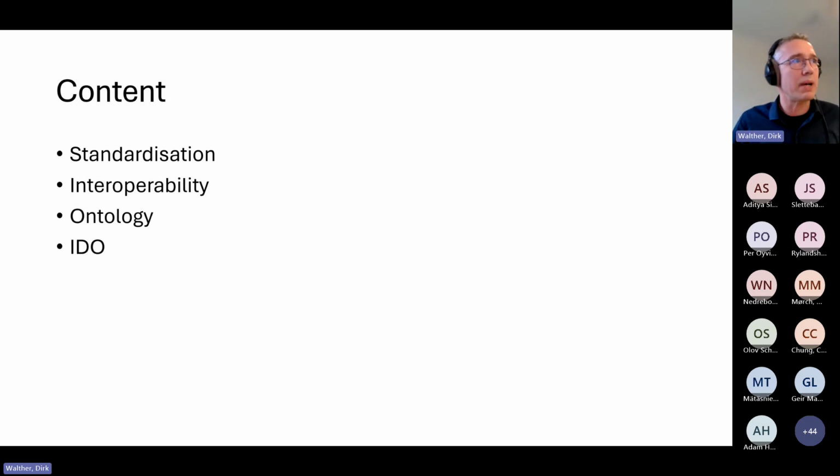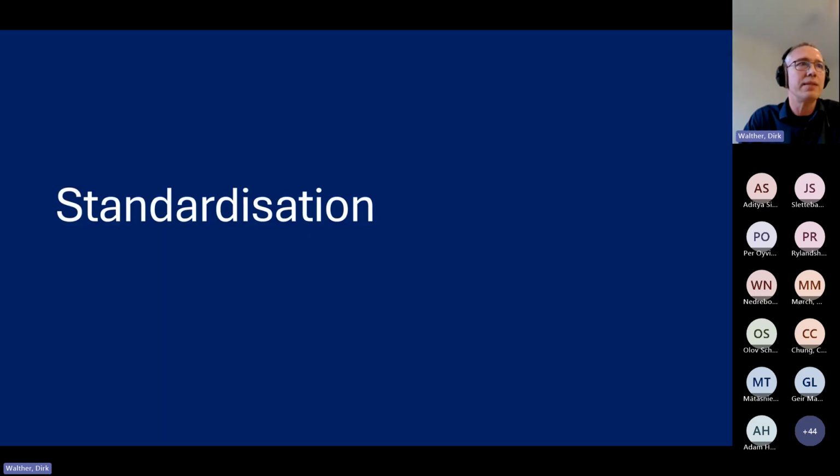Okay, so I'm going to talk about a very simple structure. Just 4 points. I want to say first something about the standardization effort of IDO, about interoperability with IDO, and there we need to have a quick detour into what ontologies are. I will keep this very short, and then we dive into the industrial data ontology and how to get started with it. Okay, so let's start with standardization.